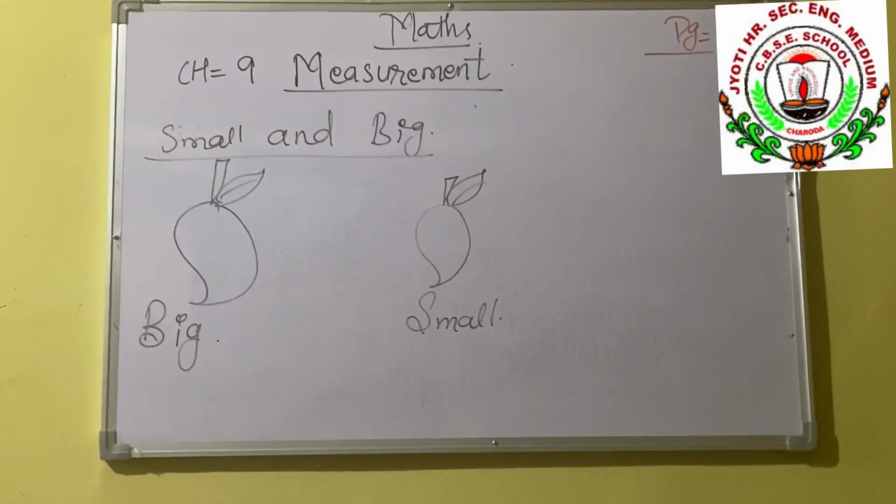Now, children, that's it for today. Hope you all understand about measurement. Just go through the key points I have given over here on the whiteboard. Think which points we have learned today. Longer, shorter, big, small.